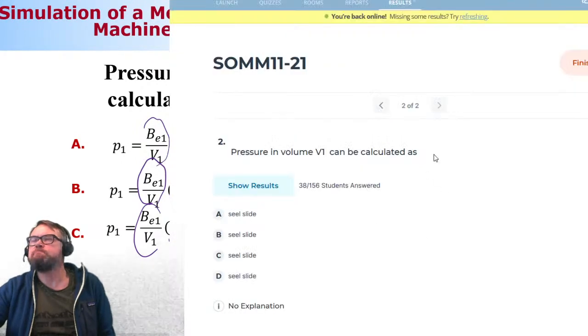So here it is, and the success rate is okay. First of all, which is the correct one?